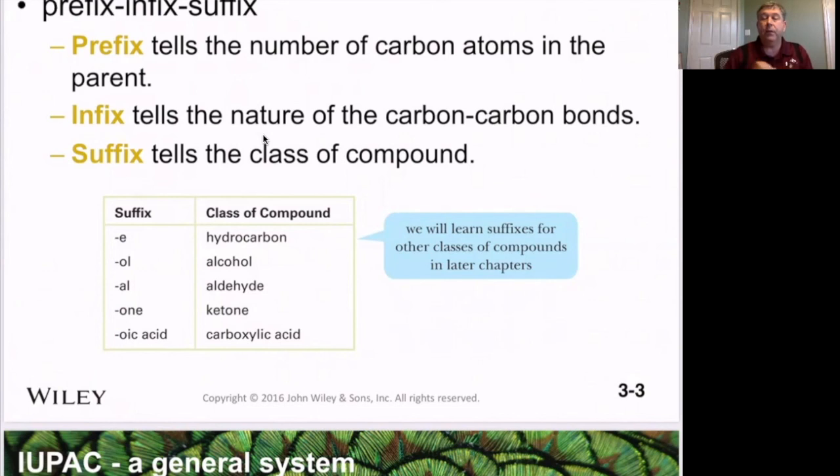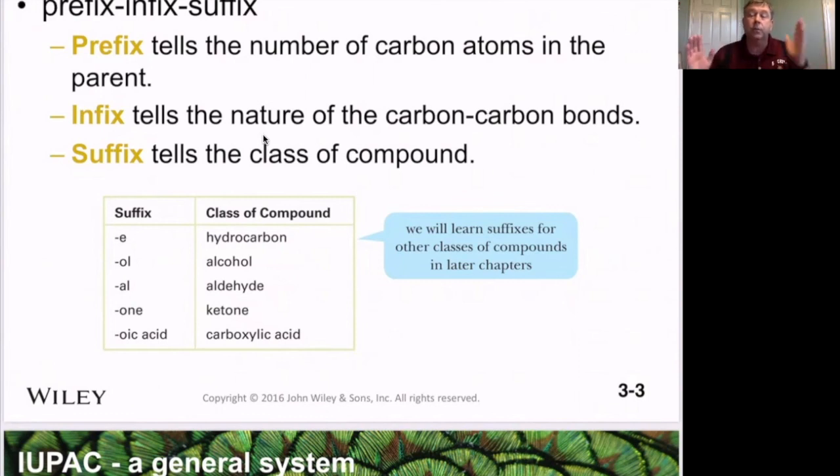If we have an aldehyde, we can drop the E and add AL, hexanal, right there. If we have a ketone, we drop the E and add ONE, hexanone, right there. And the last one we'll do is when we drop the E and add "oic acid" for hexanoic acid. So the prefix tells us the number of carbons, hexa. The infix tells us the type of carbon bonds: "ane" is single bonds, "ene" is double bonds, "yne" is triple bonds, and the last letter at the end tells us whether it's just a hydrocarbon or some other functional group.